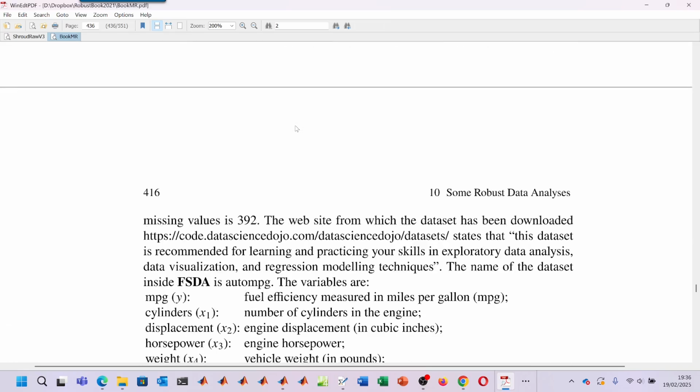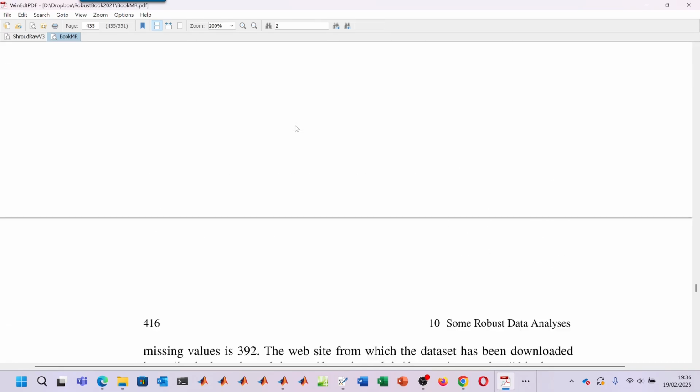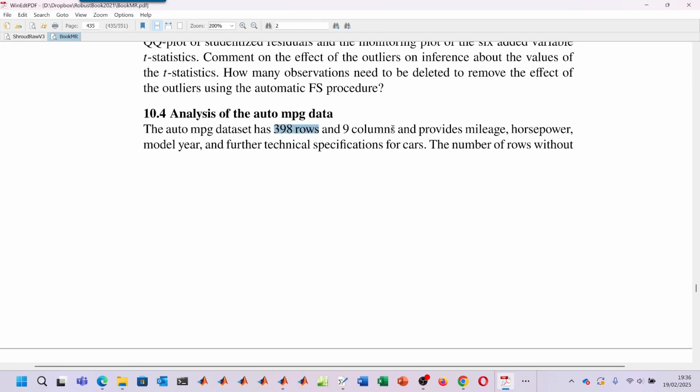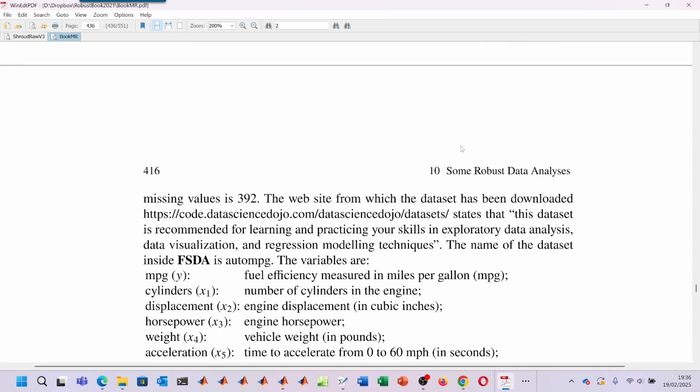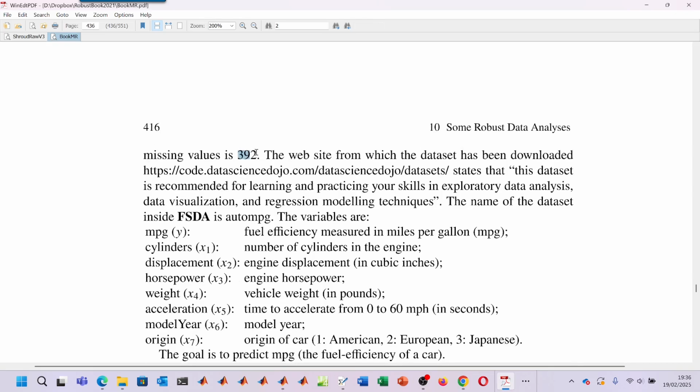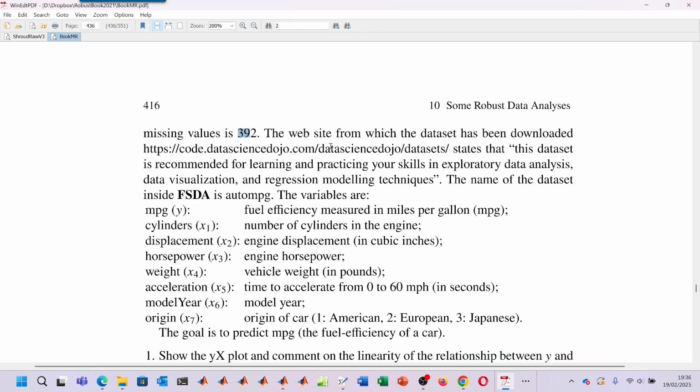The dataset has 398 rows and 9 columns and provides mileage, horsepower, model year, and further technical specifications for the cars. The number of rows without missing values is 392. So this is a sufficiently high proportion of the rows for us not to have to worry about missing values.